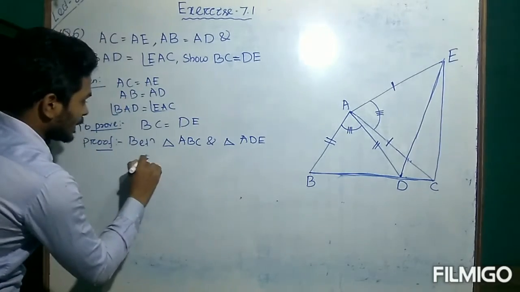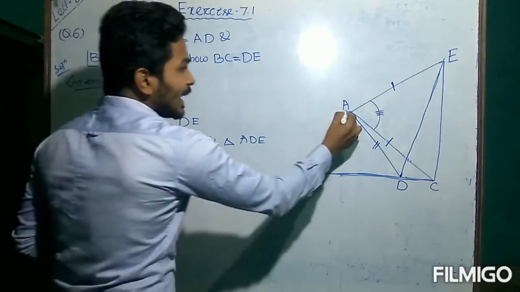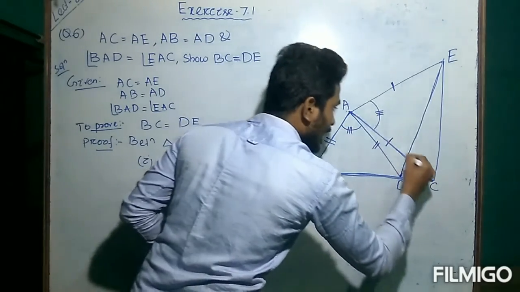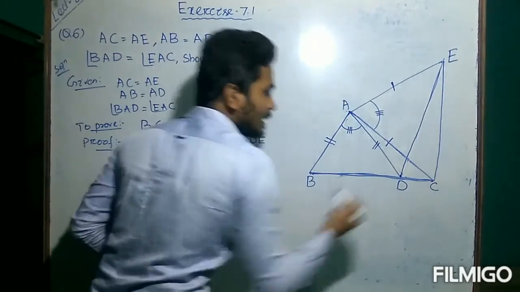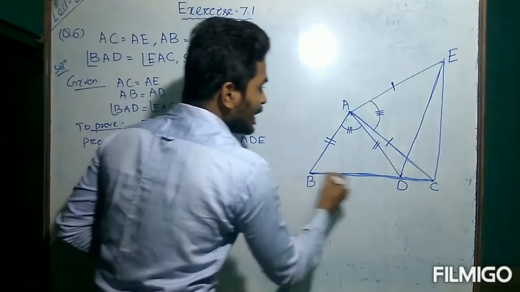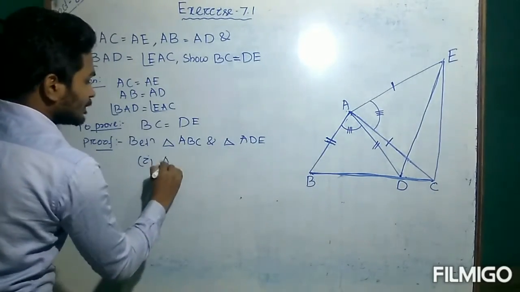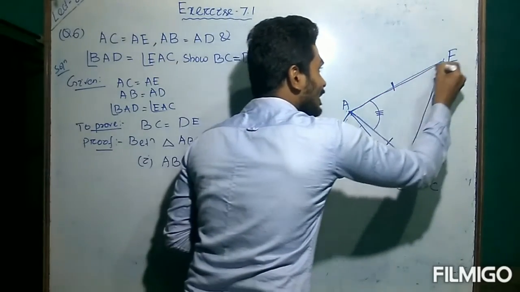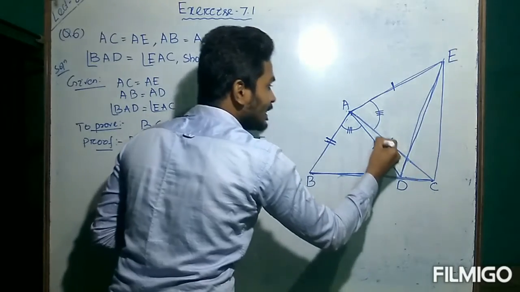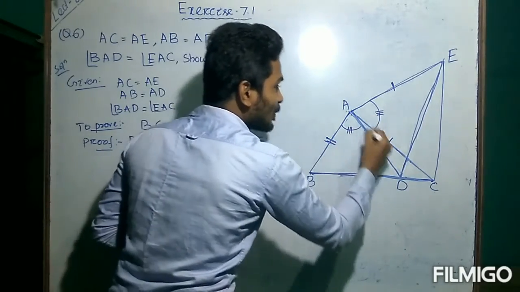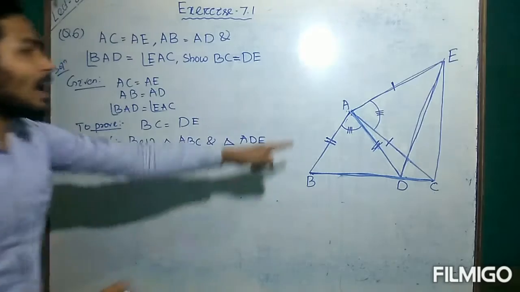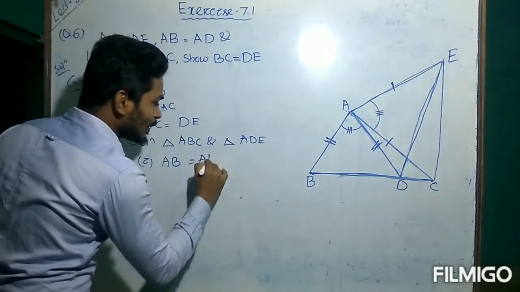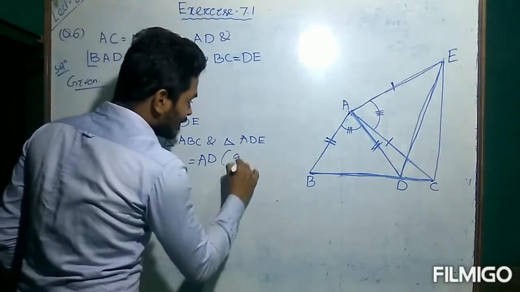So let us compare them. First case. In triangle ABC, again I am telling you, this triangle ABC, not ABD, ABC. In triangle ABC, this side AB is equal to which side? We have to take this triangle ADE. So this side is equal to this side. Why? Because it is already given. AB is equal to AD. It is already given, so you can write AB is equal to AD.